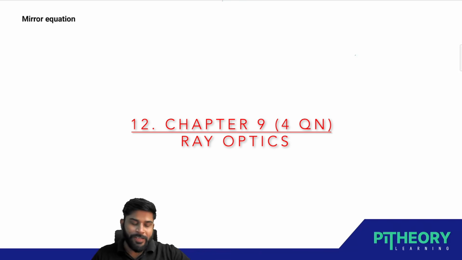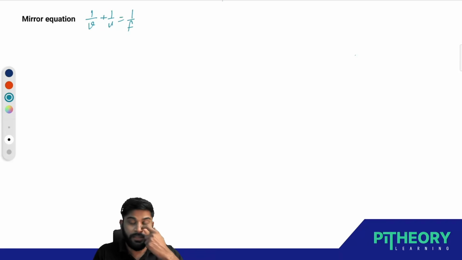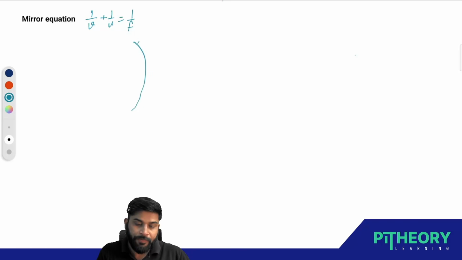Let's see the mirror equation now. We are doing this derivation for a concave mirror, and we get to the final relation. What is the mirror equation? 1 by V plus 1 by U is equal to 1 by F. This is the relation that we are getting. So how to do this one? We have to consider a concave mirror.